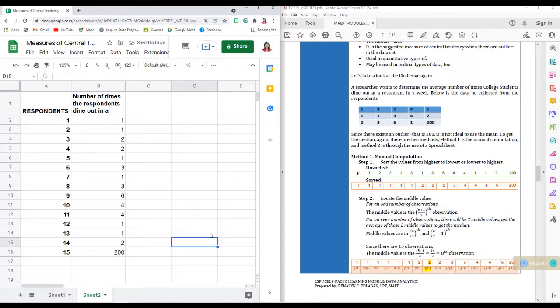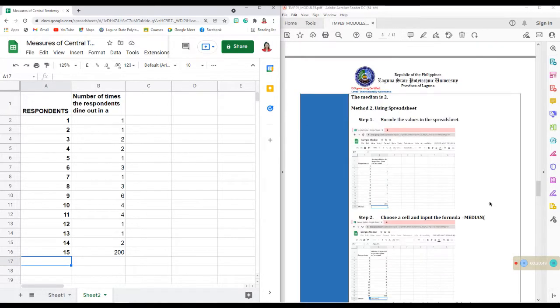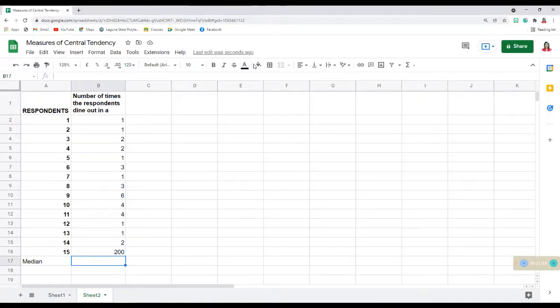Okay. Ngayon, na buo na natin yung data sheet natin, punta na tayo sa step number 2. So, kaparehas lang din siya ng ginawa natin halos sa average. So, you have to choose a cell and input the formula equal, median, open parenthesis. So, halimbawa, gusto ko ilagay ay dito sa B17. Dito ko gusto ilagay si median. So, pamandaan muna natin. This is where the median will be located. Gusto nyo, lagyan nyo rin siya ng kulay. Ako ginagawa ko yun para hindi ako malito. Ayan. So, dito ko gusto ilagay yung median sa kulay yellow.